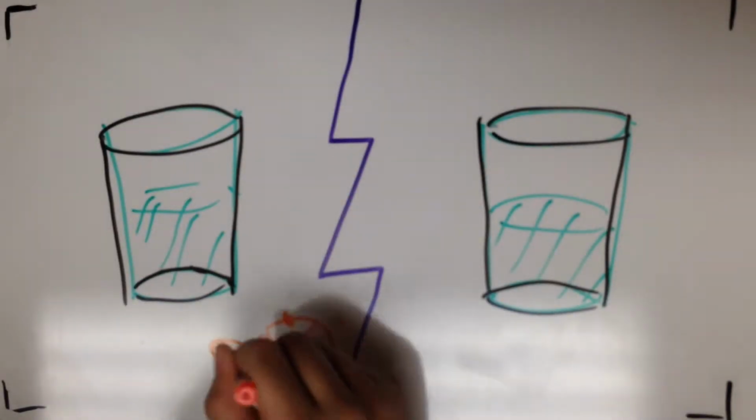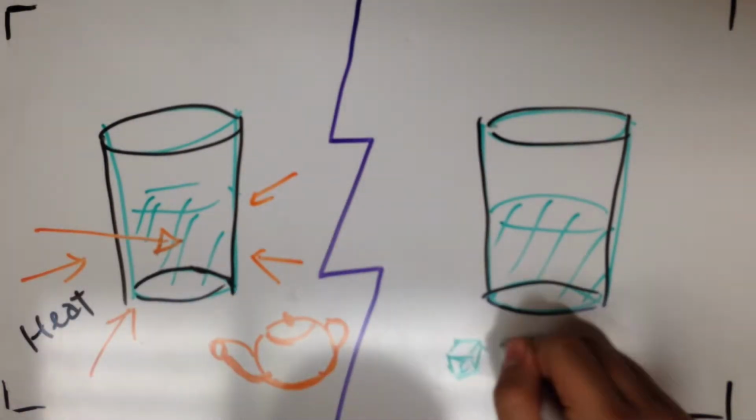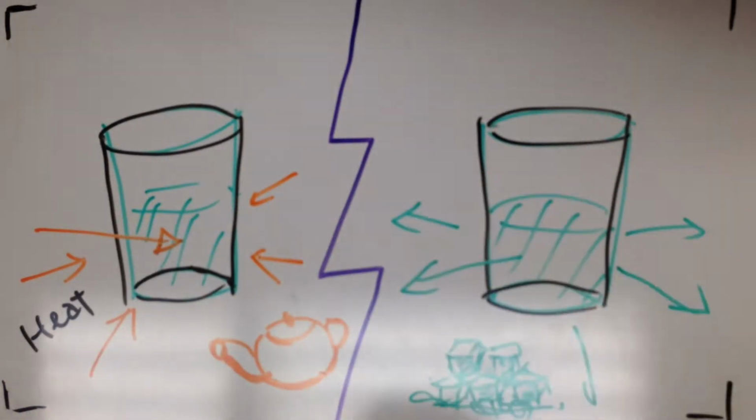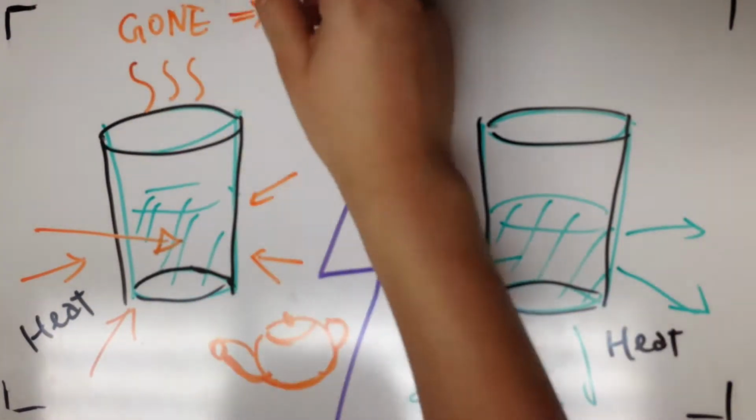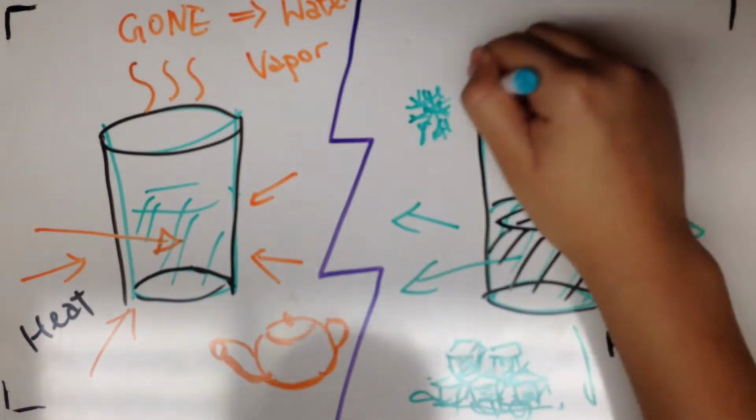There are 2 cups of room temperature water. One will be heated up and the other one will be put into a refrigerator. The water in the left cup will be gone, turning into water vapor, while the water on the right will be frozen into an ice cube.